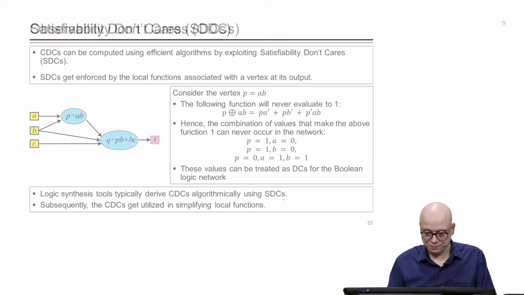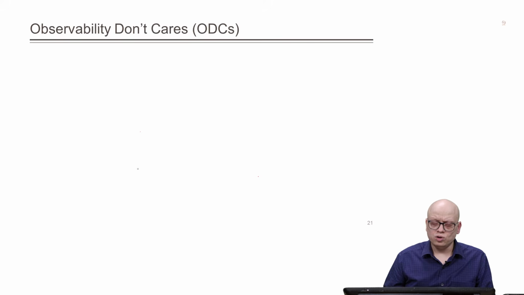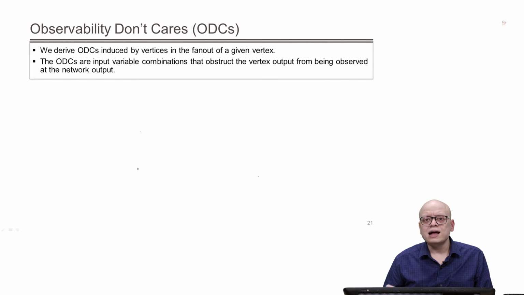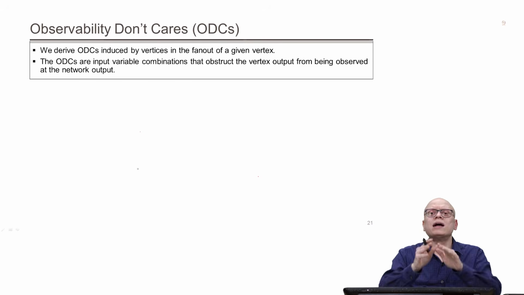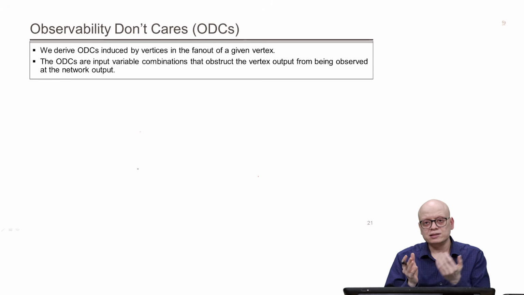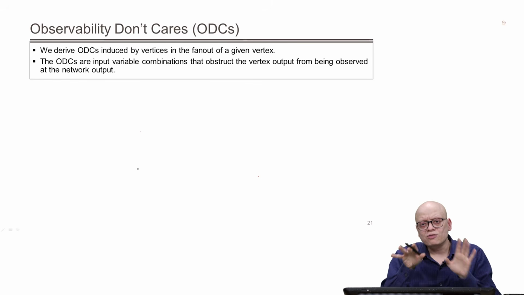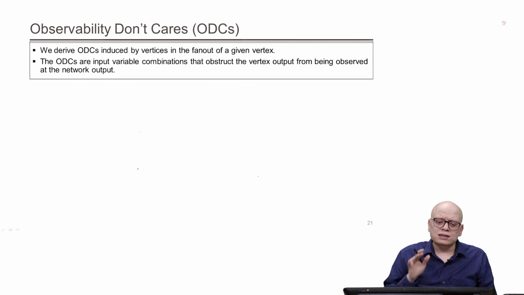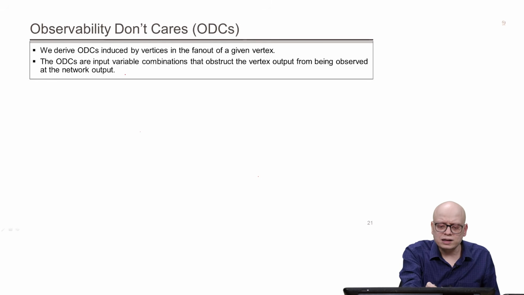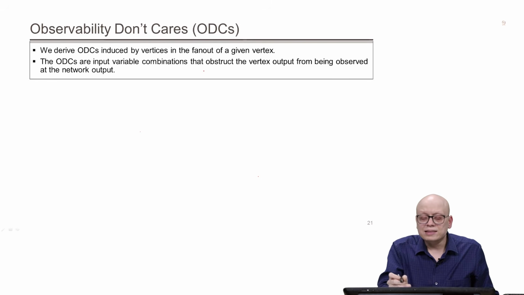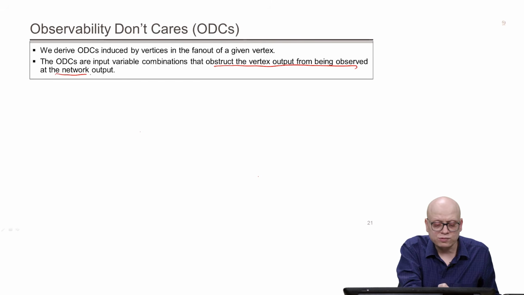The other type of don't care is observability don't care. So, how do we derive observability don't care? We derive it by looking at the fan out of a vertex. Rather than looking at the fan in, we look into the fan out of the vertex, and the observability don't cares are the input variable combinations that obstruct the vertex output from being observed at the network output.